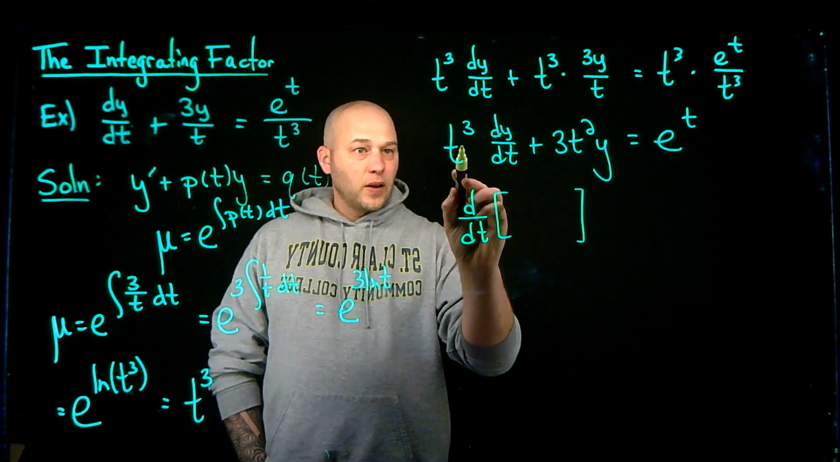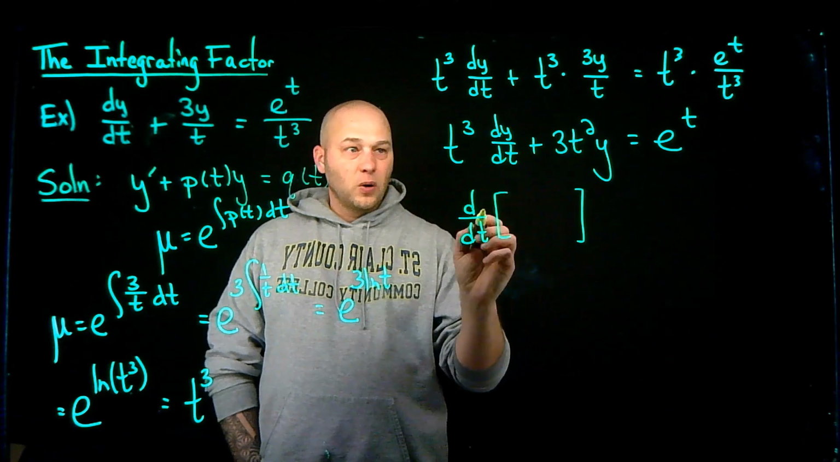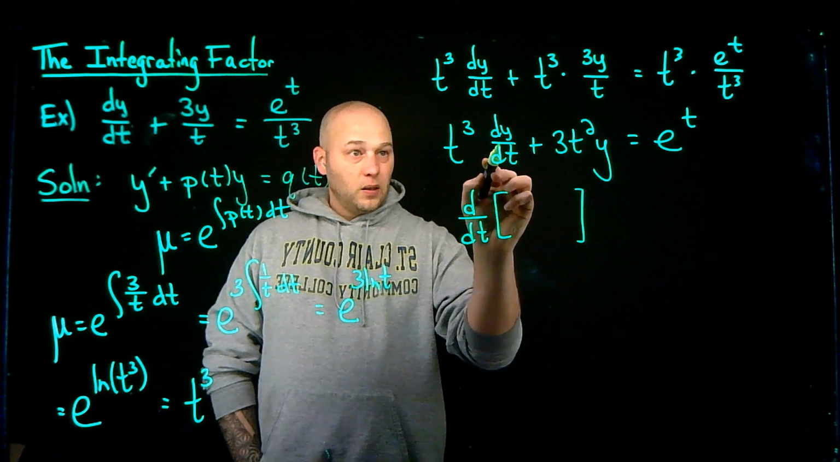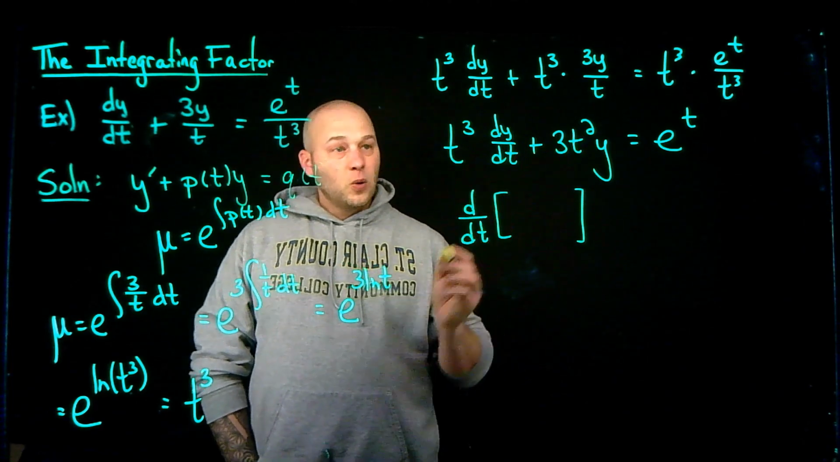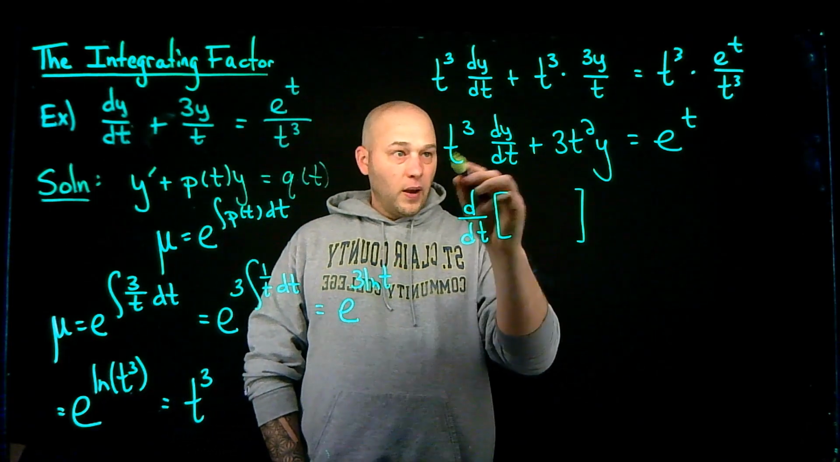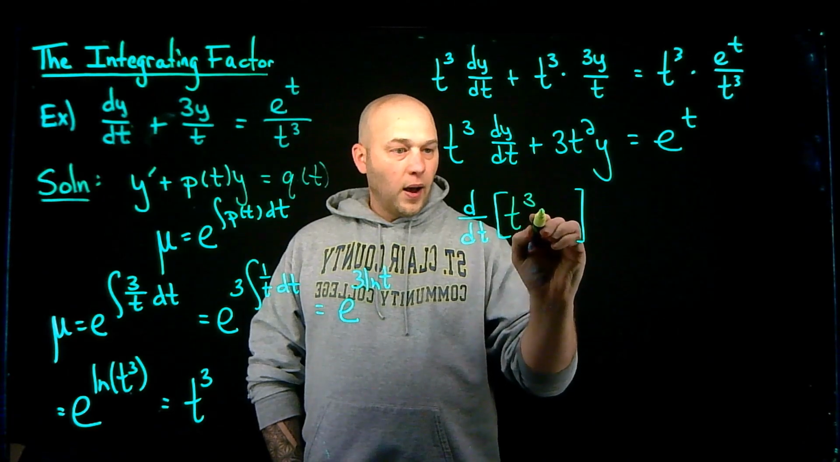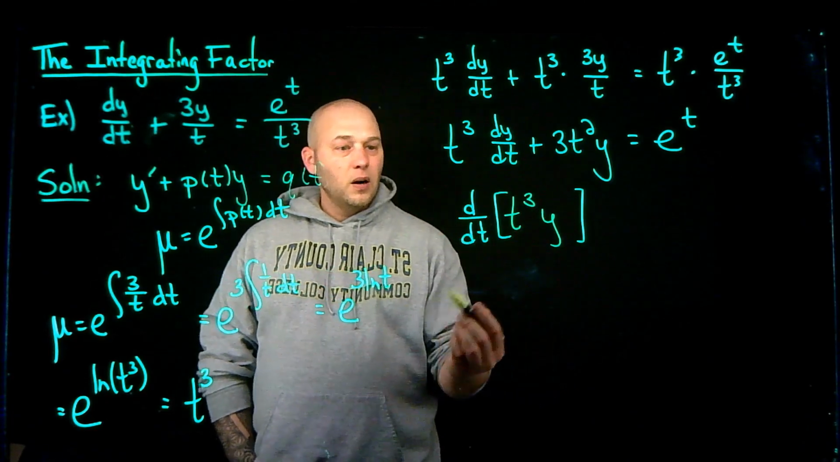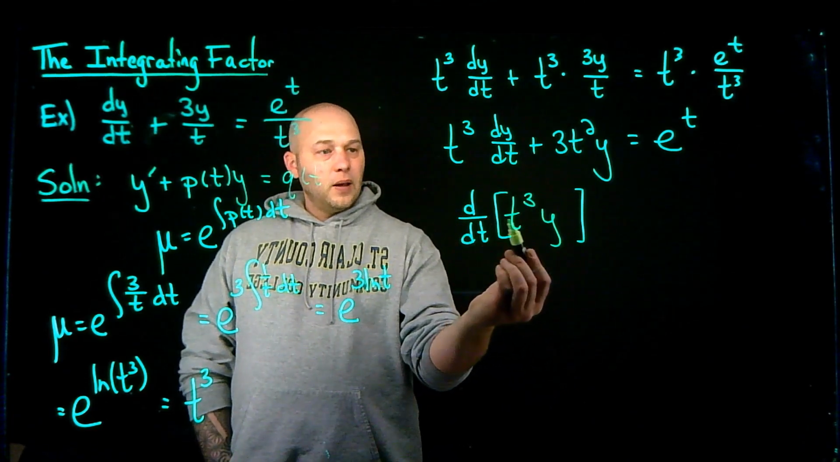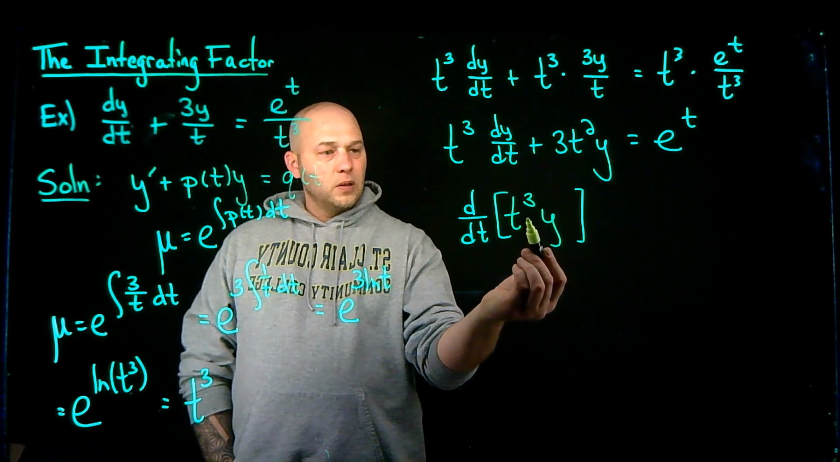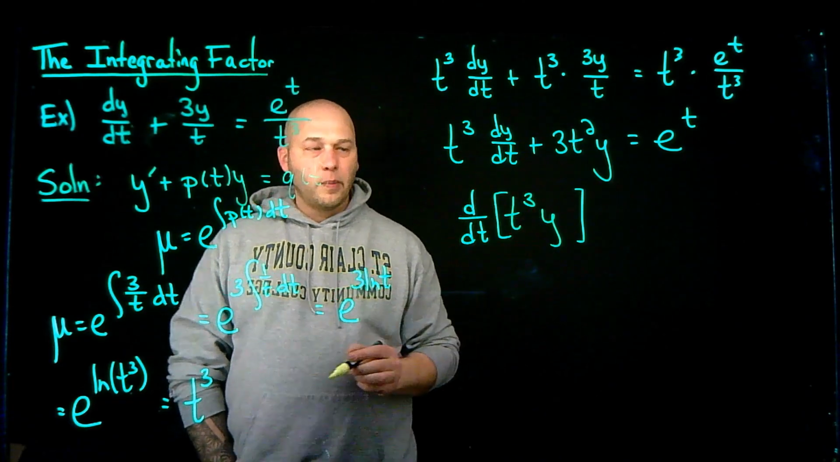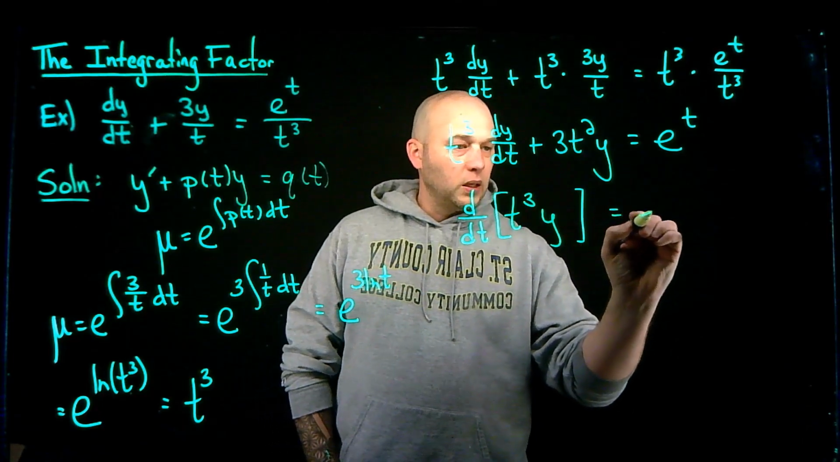Well, notice I've got t cubed and a 3t squared. So this is the derivative of that. This is the derivative of that. So what are the two terms that don't have derivatives? T cubed and y. So t cubed times y inside the brackets there, use the product rule on those two terms, this term, and I get what I have directly up above. And then this is equal to e to the t.